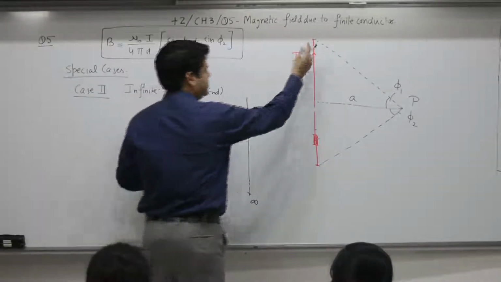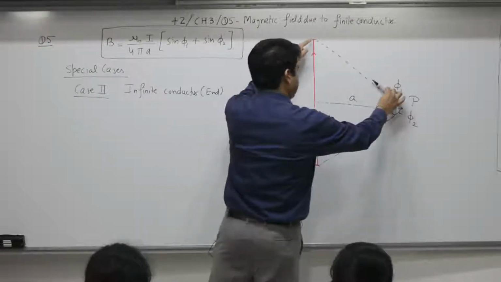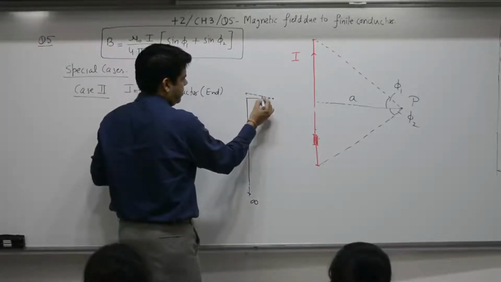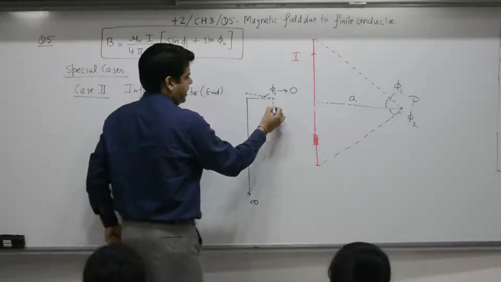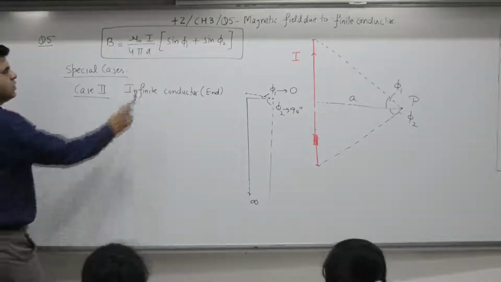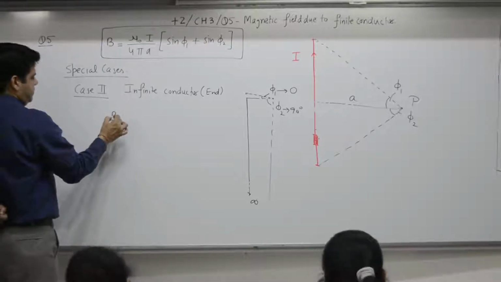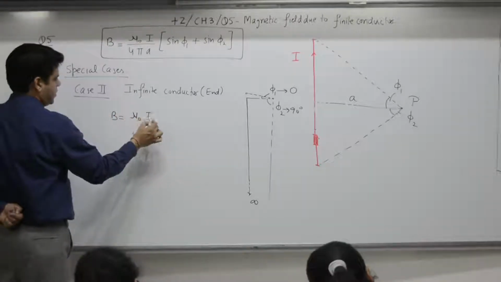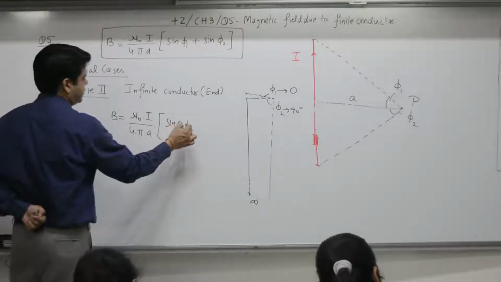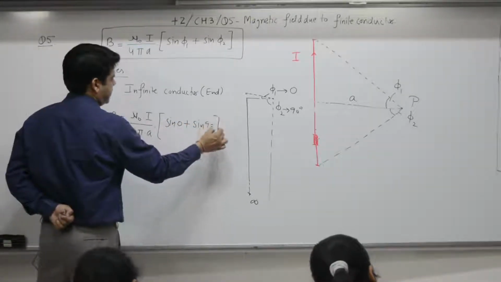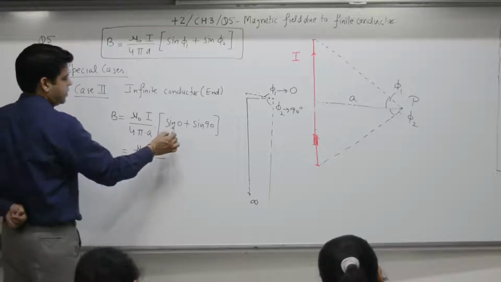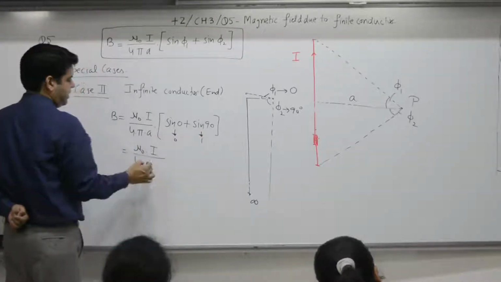Then, if you take this point somewhere here, this angle phi 1 will approach what? Suppose it is this one. Phi 1 will approach 0, and the other one, phi 2, will approach 90 degrees. Put phi 1 equal to 0 and phi 2 equal to 90. Mu naught I by 4 pi a, sine of 0 plus sine 90, comes out to mu naught I by, sine 0 is 0, and sine 90 is 1.